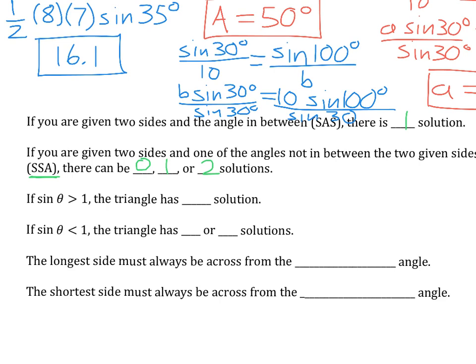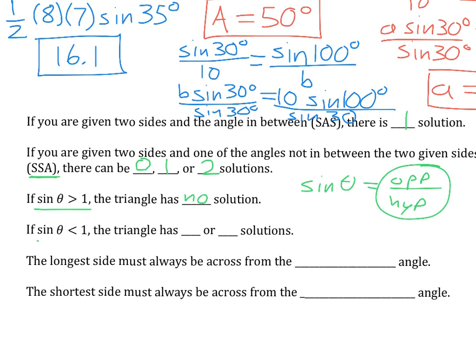Alright, if you ever get sine of an angle that's equal to a number bigger than 1, you're going to have no solution. So if you're cross multiplying and you end up with sine theta and it's a number bigger than 1, that's impossible. The reason it's impossible: sine equals opposite over hypotenuse, and if this were bigger than 1, that would mean opposite is bigger than hypotenuse, which is impossible.